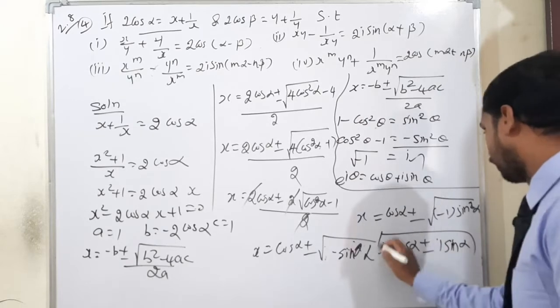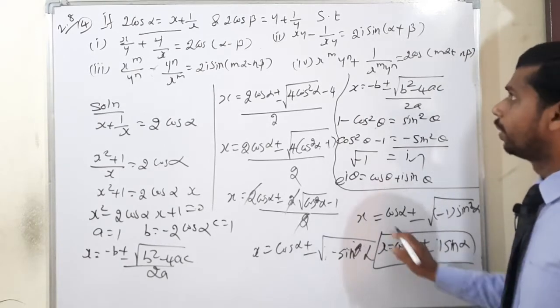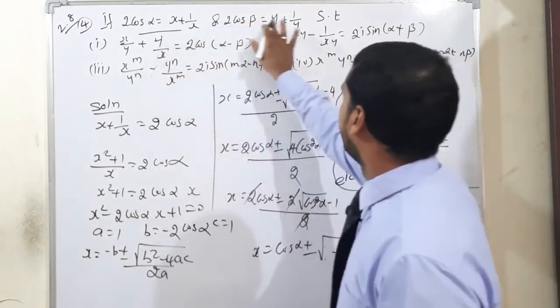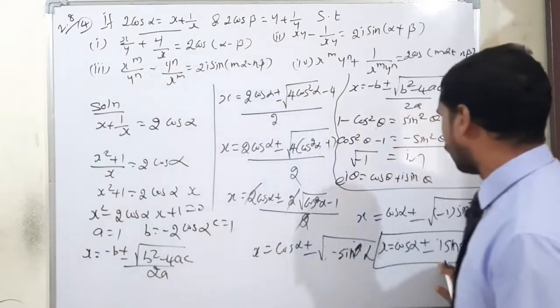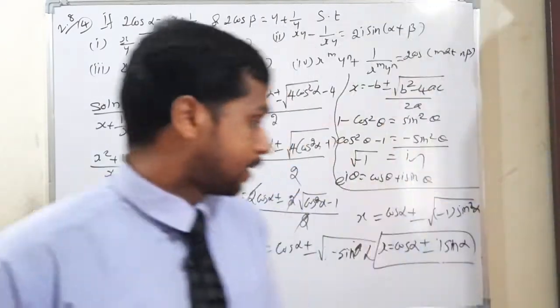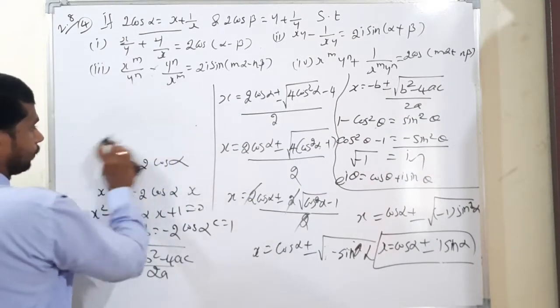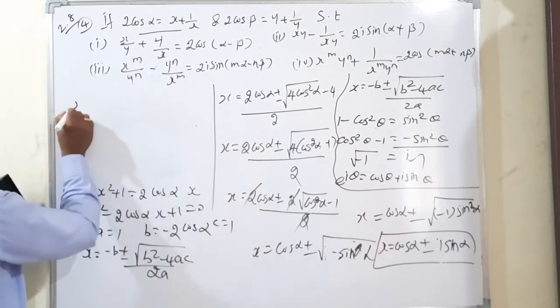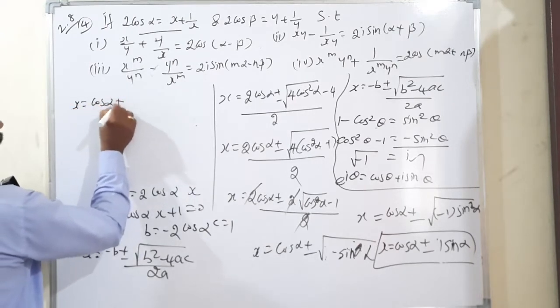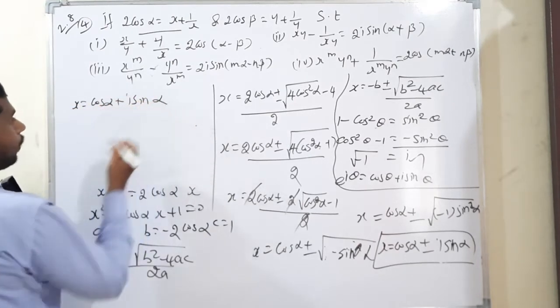This is the condition for x, but we only need the positive value, because each and every time, look at there, the value will be positive only. So the negative value we can reject. Therefore x is equal to cos alpha plus i sin alpha.